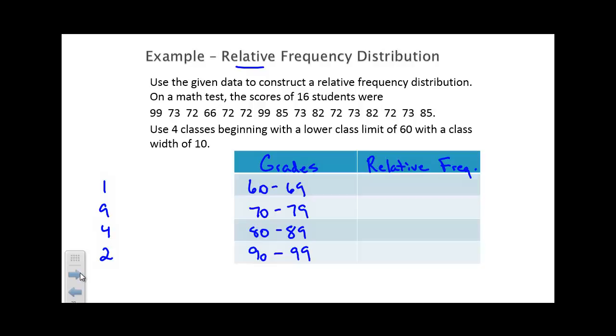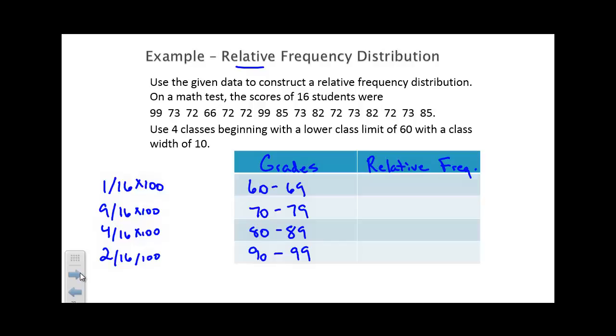Now, to find those relative frequencies, we are going to take the frequency of that class, divide by how many total scores we have, which was 16, and I want to write these as percentages. You can write your relative frequencies as decimals or percentages. I'm going to write them as percentages, so I'm going to multiply by 100 each time. And then I'm going to do 9 divided by 16 times 100, 4 divided by 16 times 100, and 2 divided by 16 times 100.